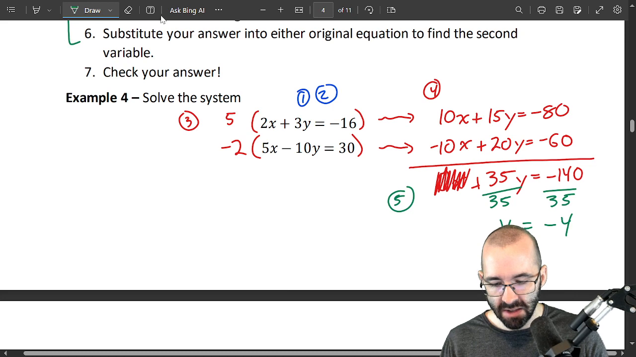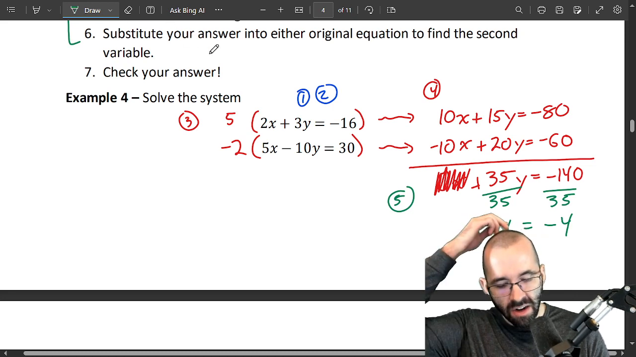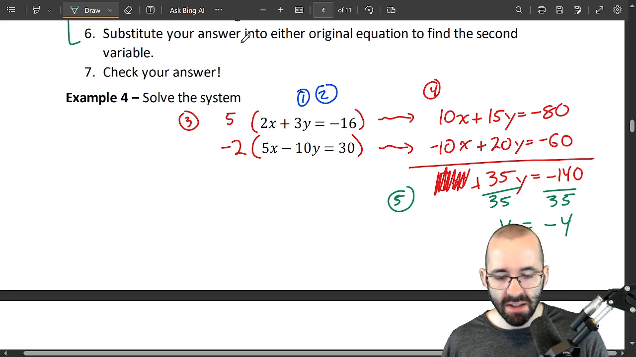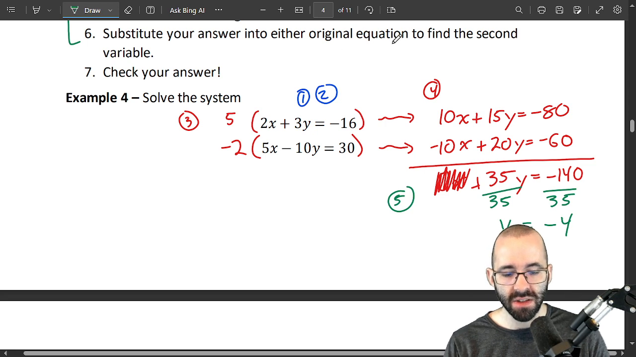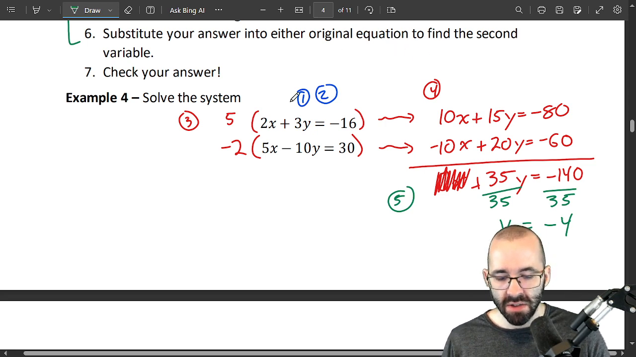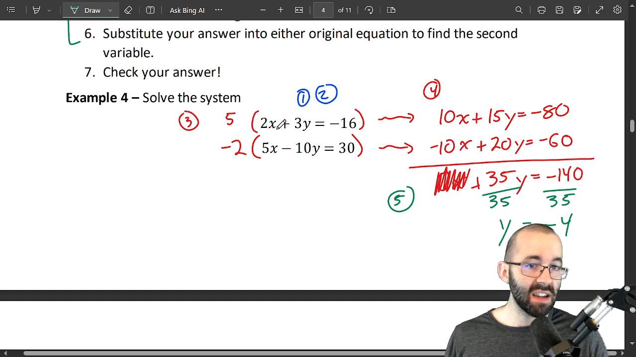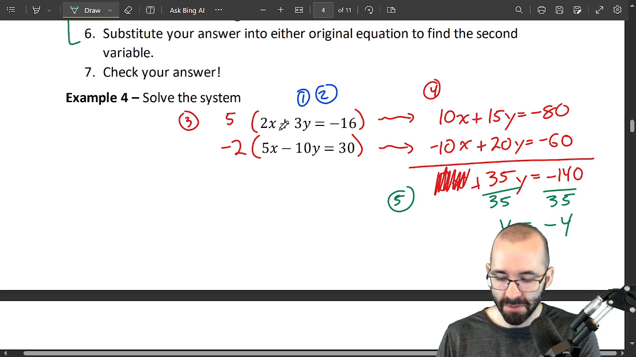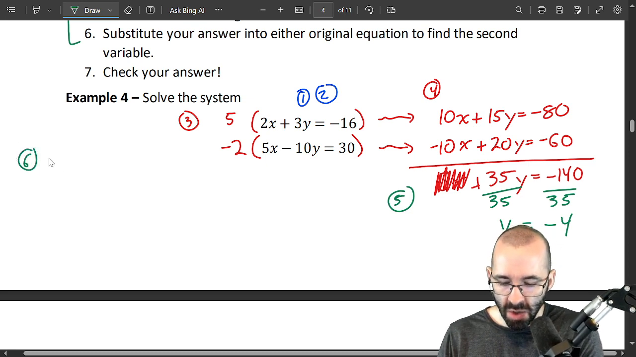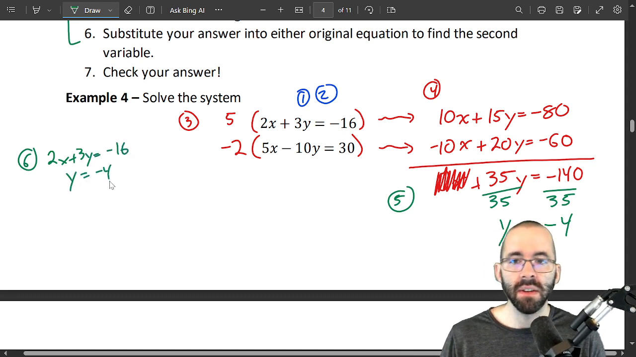Great. Step 6, substitute your answer of y equals negative 4 into either original equation to find the second variable. So we can substitute into this top equation or this bottom equation. It's your choice. I'm going to choose the top equation because it has smaller numbers, and I like smaller numbers. So we know that 2x plus 3y equals negative 16, and we know that y equals negative 4.